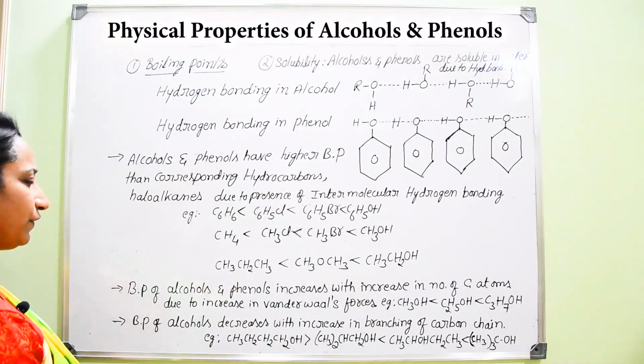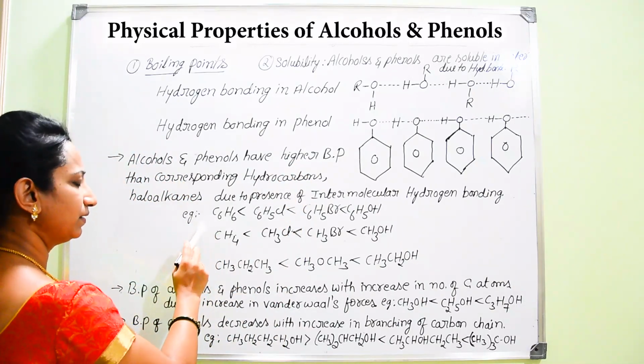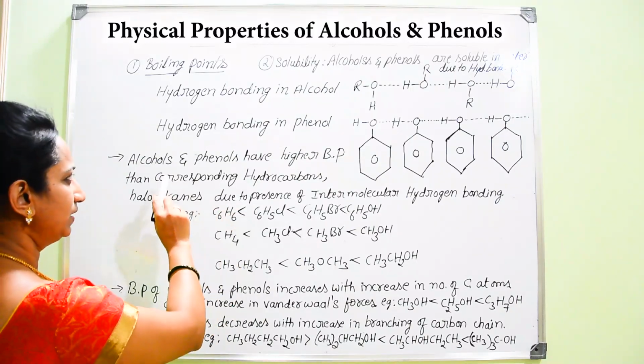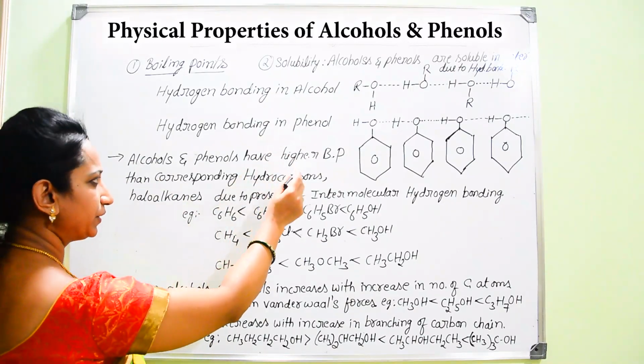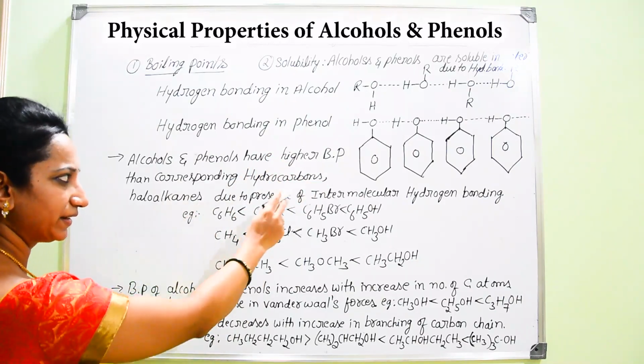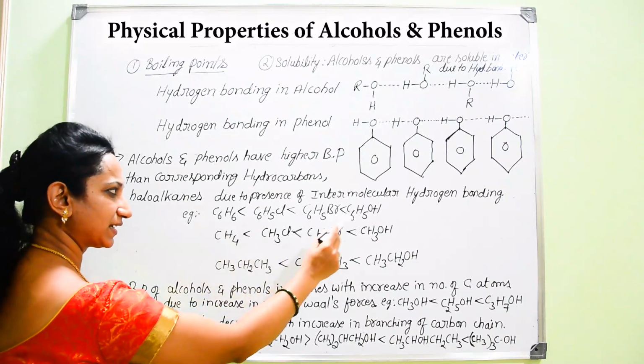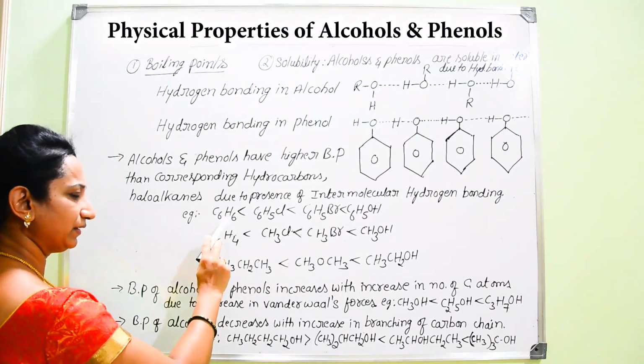Now if you compare the boiling points of different compounds, as I told you before, alcohols and phenols have higher boiling points than the corresponding hydrocarbons or haloalkanes. Now let us take the first example here. Here I have given that order.